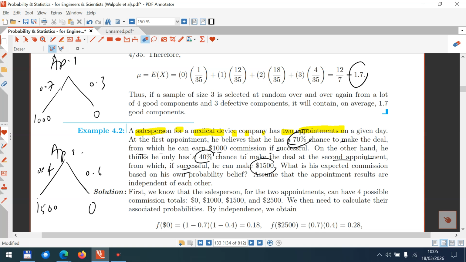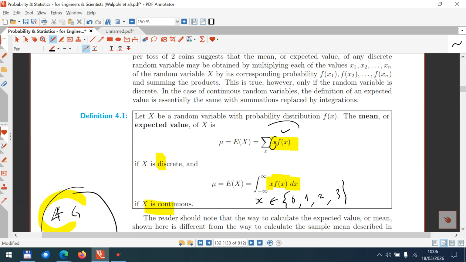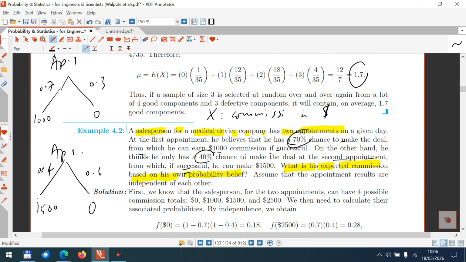And he's asking you for the expected value. This is the thing which you need to read. What is the expected commission based on his probability belief? So he has 2 appointments, and from these 2 appointments, we are going to define a random variable x, which is the commission in dollars. So what are the possible values of x? Why am I asking for possible values? Because I'll be ultimately using this formula, and this formula requires possible values.